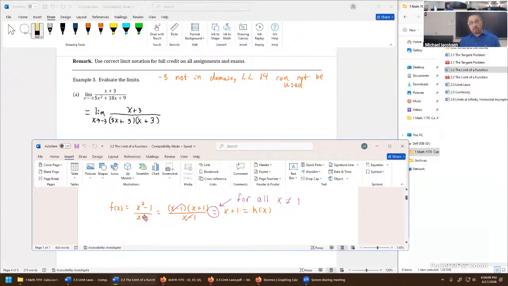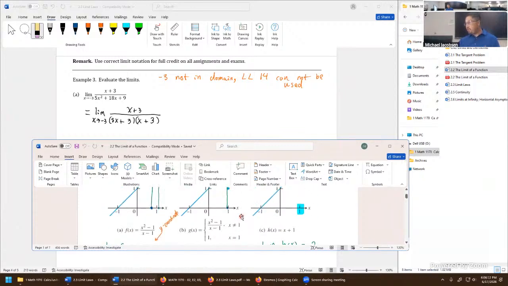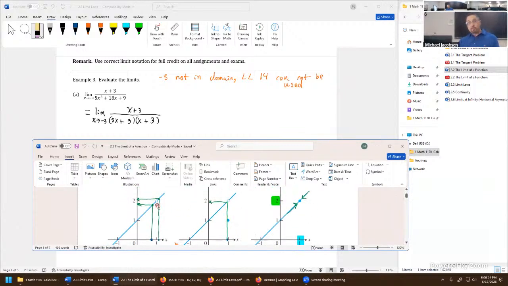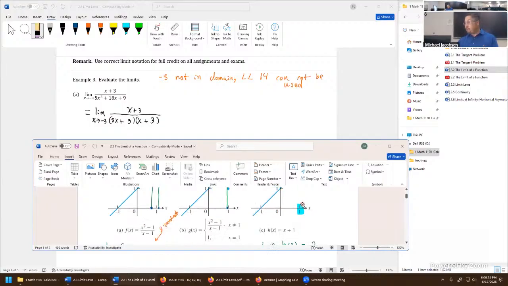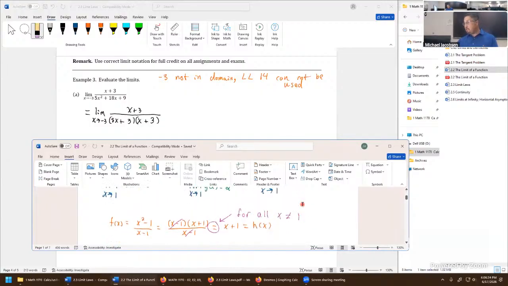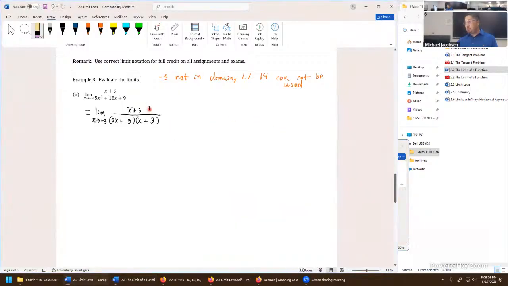The functions from the far left to the far right were equal for all other values, and we can observe that on the graphs above. The only difference between those two functions was that one dot here, the loss of continuity, and the fact that it's filled in here on the very far right when we were looking into that example. So these were some strange functions, and we're about to do something very, very similar. We're going to cancel x plus 3. We get another function, limit as x tends towards -3 of 1 over 5x plus 3.